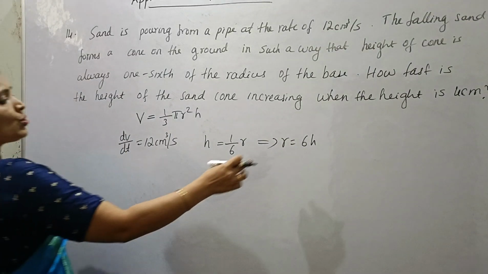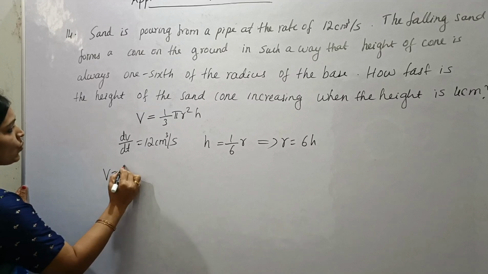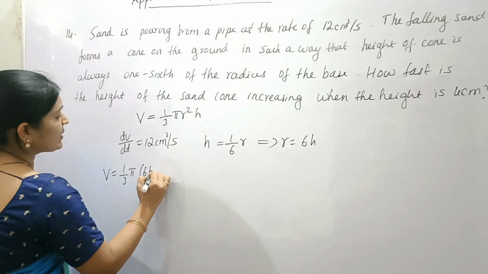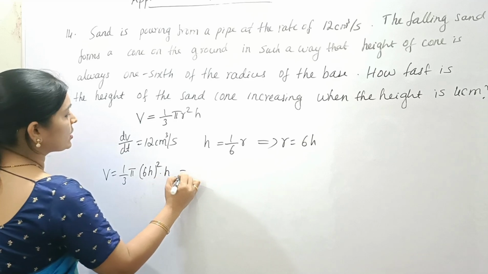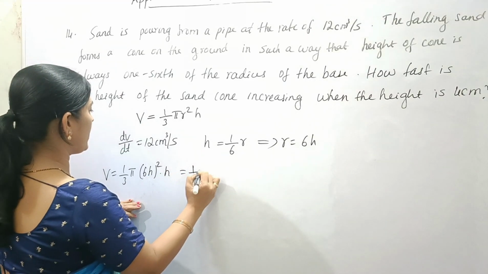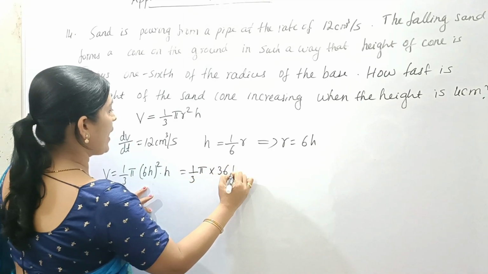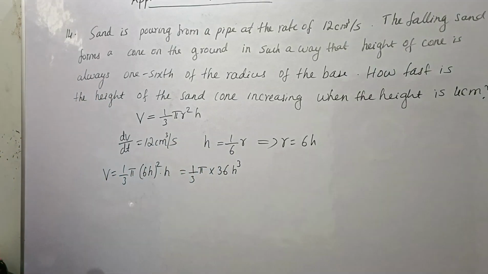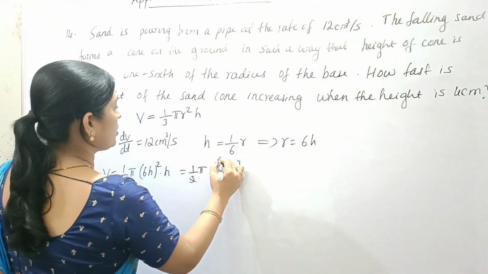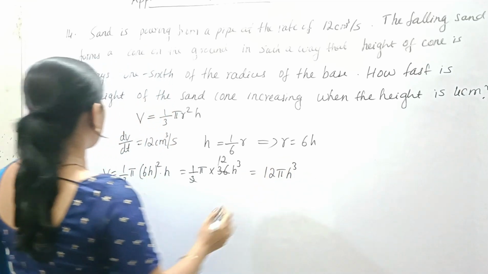Now let's substitute r equal to 6h in the equation. V is equal to 1/3 π (6h)² h, which is equal to 1/3 π 36 h³. Here 36 h³ divided by 3 gives 12. That is, V is equal to 12 π h³.